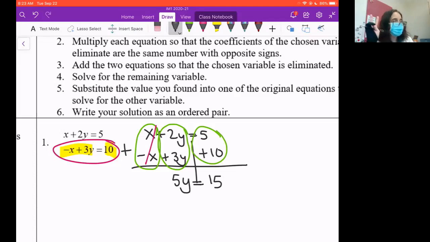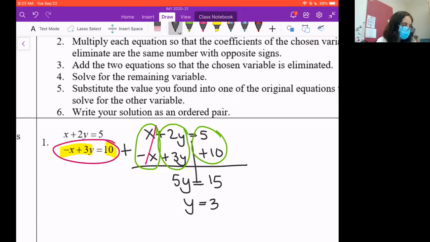We got rid of the x altogether. So now we have 5y equals 15. If we divide by 5, we know that y is equal to 3. So we now have an answer for y, okay?